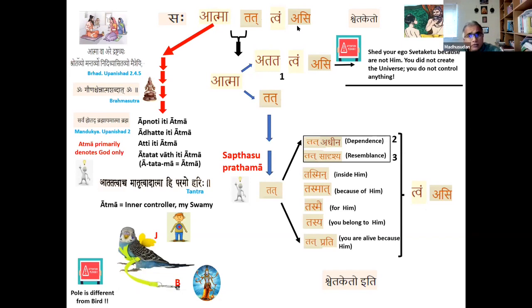You're kidding me, Shvetaketu? Any of those? Are you any of those? You're none of those. Shed your ego, Shvetaketu, because you're not him. You do not have any of those qualities. You did not create the universe. You do not control anything. Why are you standing in front of me like a pillar? So when the father tells him off, that is like a shock treatment for Shvetaketu when he has described all this supreme person with all these adjectives. So that is one way of looking at it.